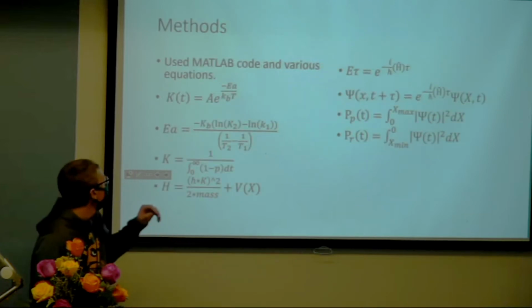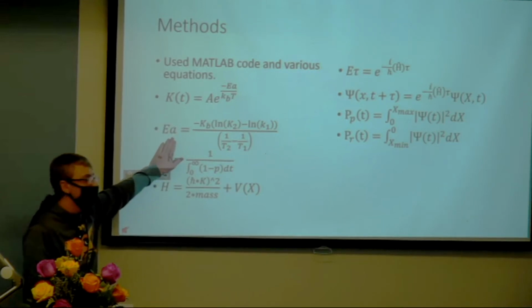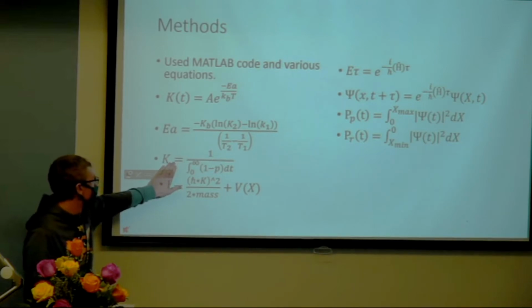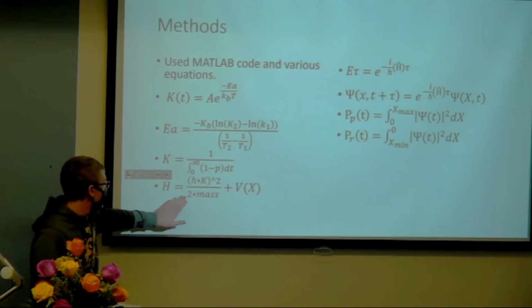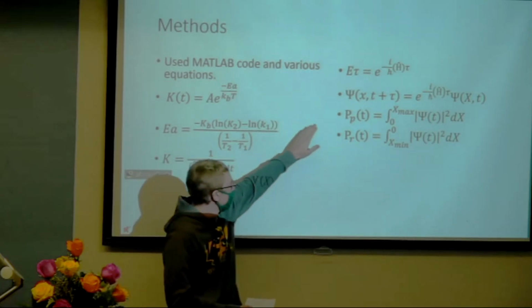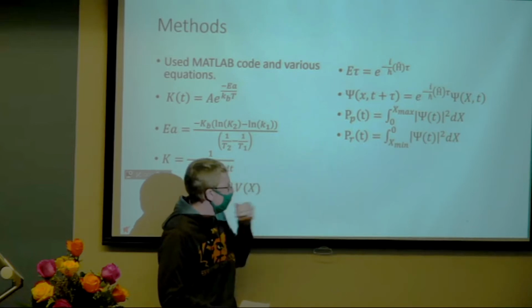So, some various methods. The Arrhenius equation. This is just the Arrhenius equation solved for the activation energy. This is the equation we use to find the rate constant in the MATLAB. The Hamiltonian, the evolution operator, wave function, and the probability of the product and the probability of the reactants.